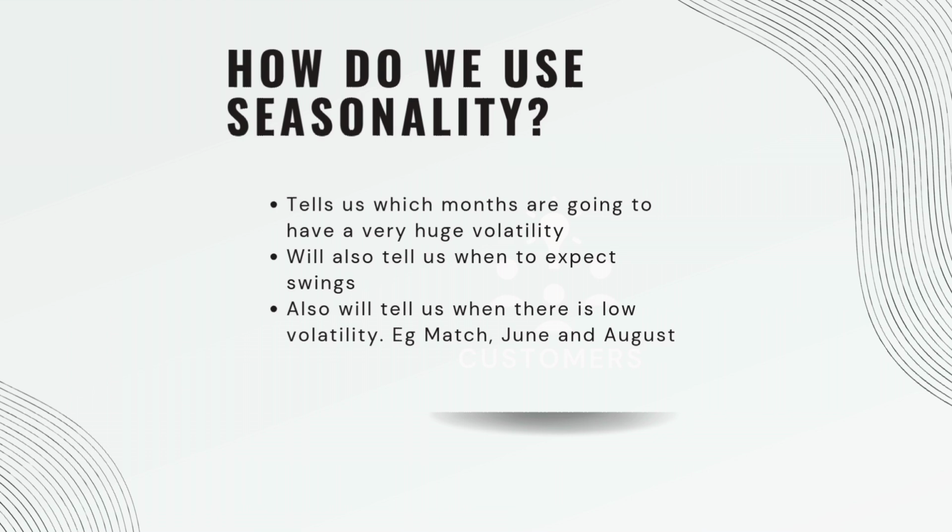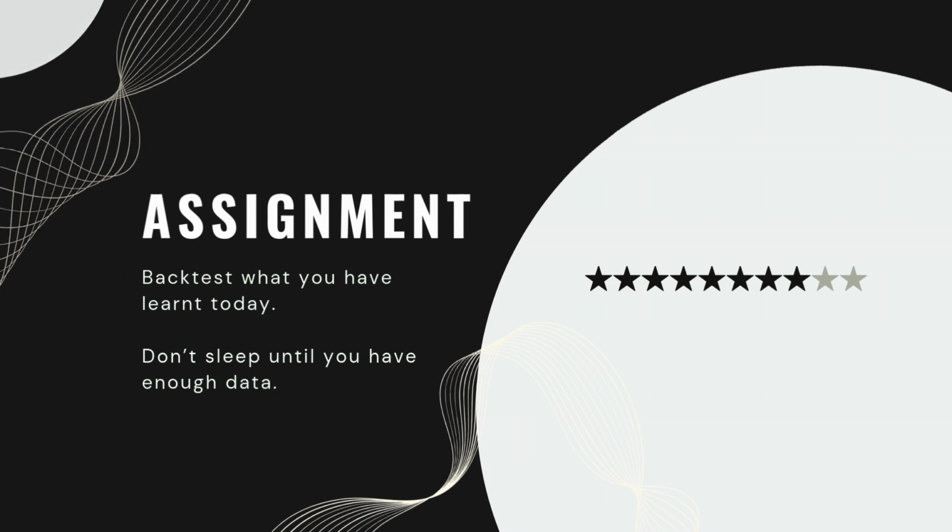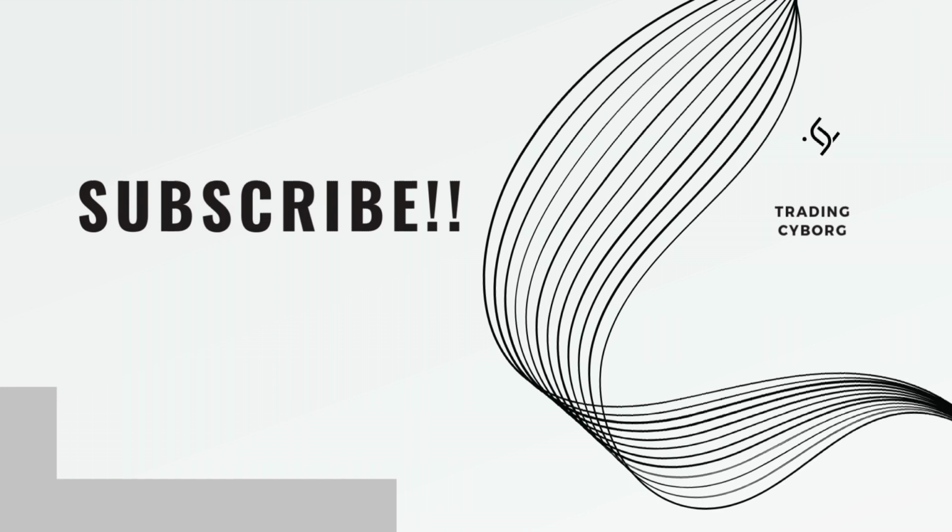How do we use the seasonality? Seasonality will tell us which months are going to have a very huge volatility, and seasonality will also tell us when to expect swing trades. So from around mid-October, we are supposed to expect huge swings on US30. Also, it will tell us when there is low volatility, for example March, June and August. And with this knowledge, we know when to use a bigger lot size and when to use a smaller lot size.